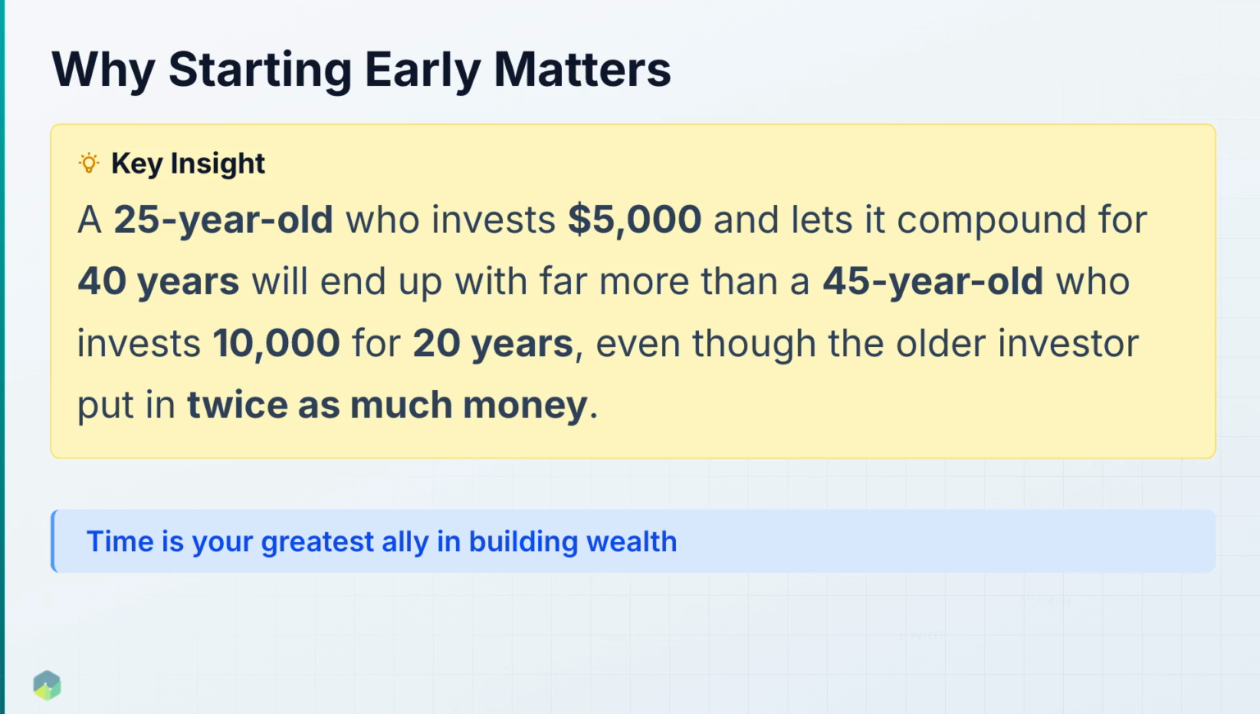A 25-year-old who invests $5,000 and lets it compound for 40 years will end up with far more than a 45-year-old who invests $10,000 for 20 years, even though the older investor put in twice as much money. Time is your greatest ally.